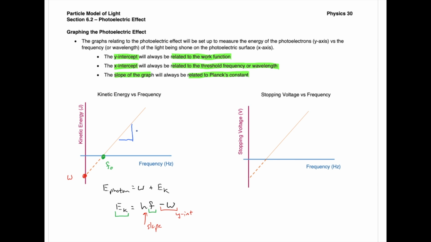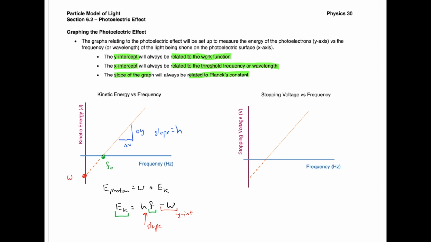So we'll just take any 2 points on here, look at the change in y over the change in x, and that will be the slope of the graph, and that has to be equal to h, which is Planck's constant. Now one other note about the graph here, you'll see that we have this dotted line. This dotted line is just because there is no light actually here.